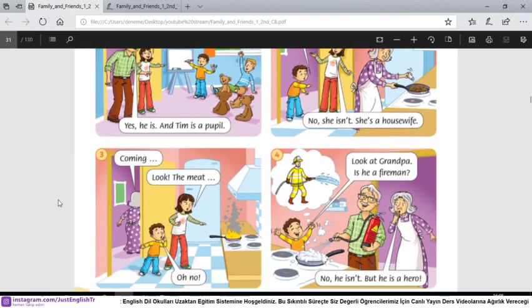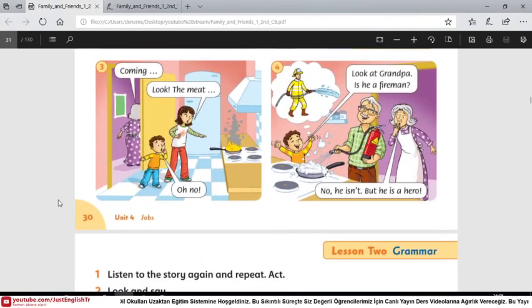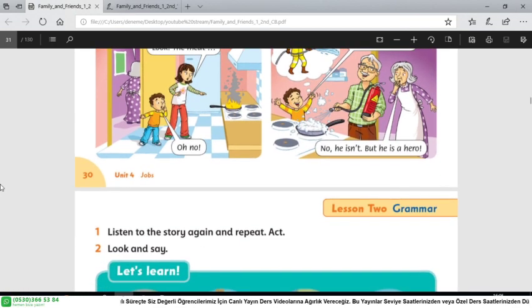Ve burada bir diyalogumuz vardı. Bunu okumuştuk geçen hafta. And this is a fireman, for example. But she says, No, he isn't a fireman. He is a hero. He's putting out the fire.